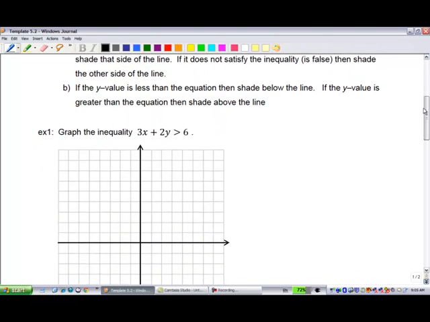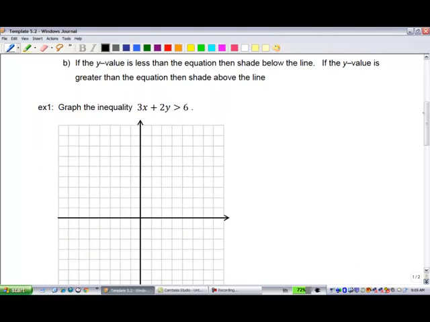The other technique is if the y value is less than the equation, then you want to shade below the line. If the y value is greater than the equation, you want to shade above the line. This technique works. It's a little bit easier, a little bit more conceptual, but it's also based on doing one or two intermediary steps, which might mess this up a bit.